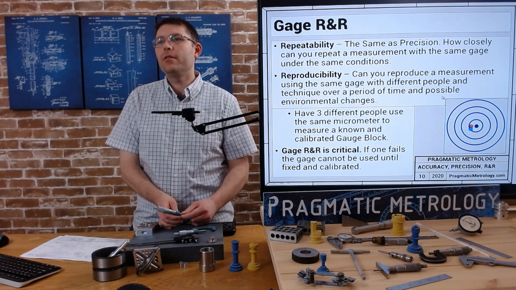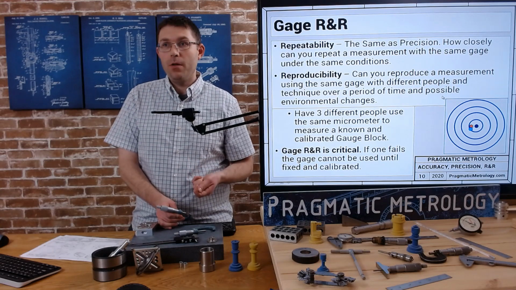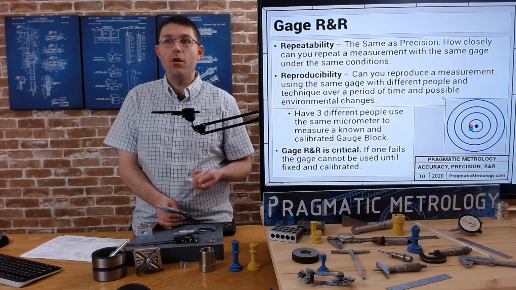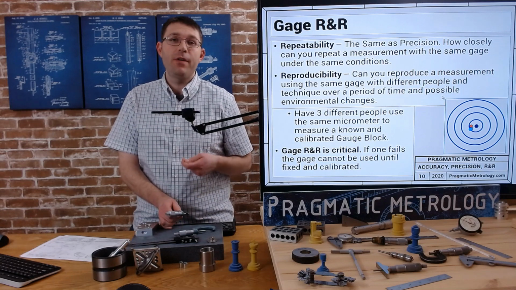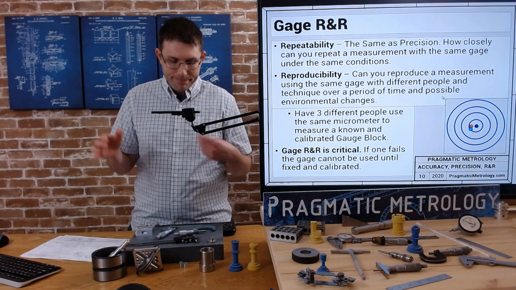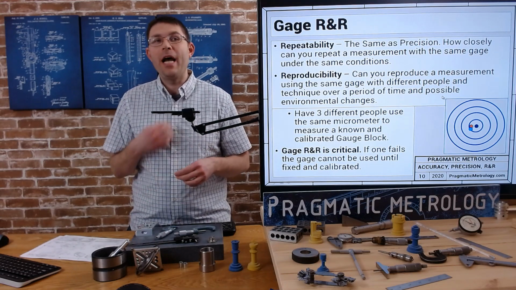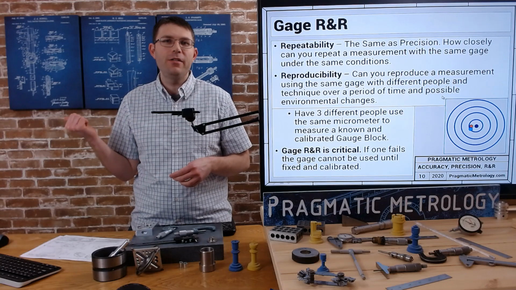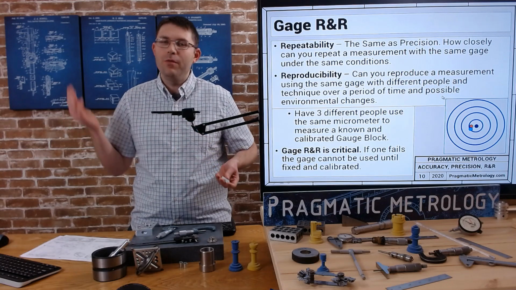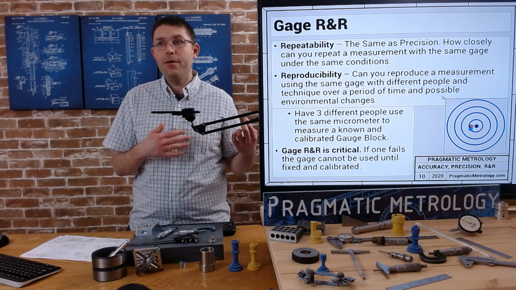Reproducibility becomes, can you reproduce a measurement using the same gauge with different people and technique over a period of time and possibly environmental changes? So this is kind of like, how bulletproof is your system? Does it only work when I do it but not when another inspector does it because we have different techniques? Does it only work at one temperature but not another?